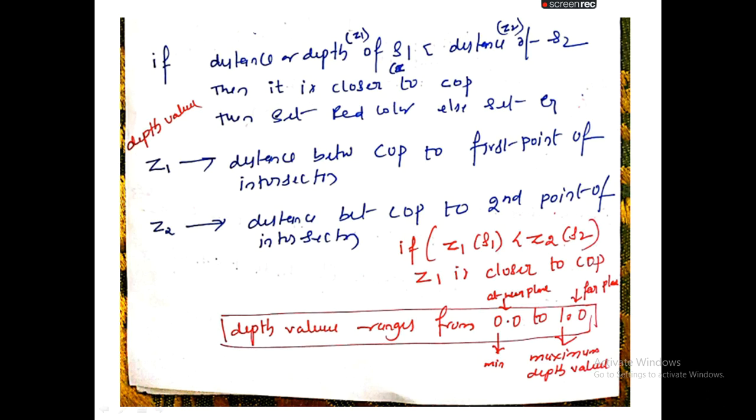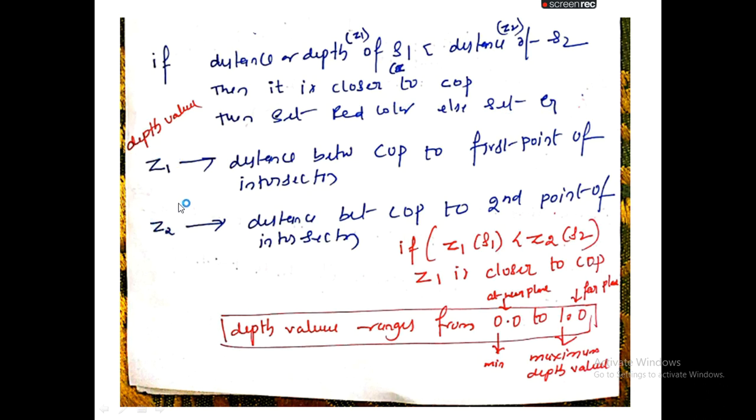I have written it clearly here: if the distance of surface S1 is less than the distance of surface S2, it means that S1 is closer to the center of projection. Then we need to set red color to that particular pixel. If this condition is false, then we need to set green color.